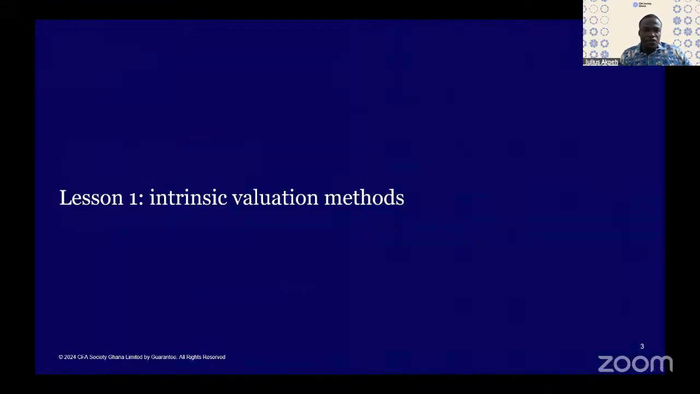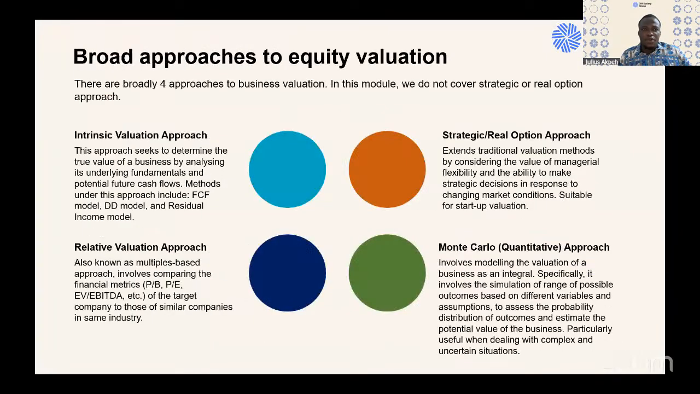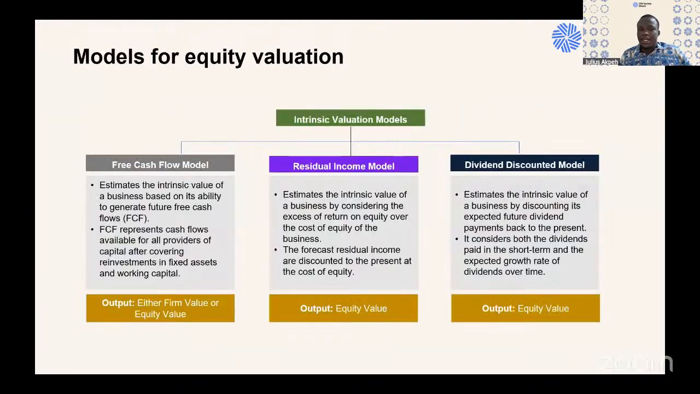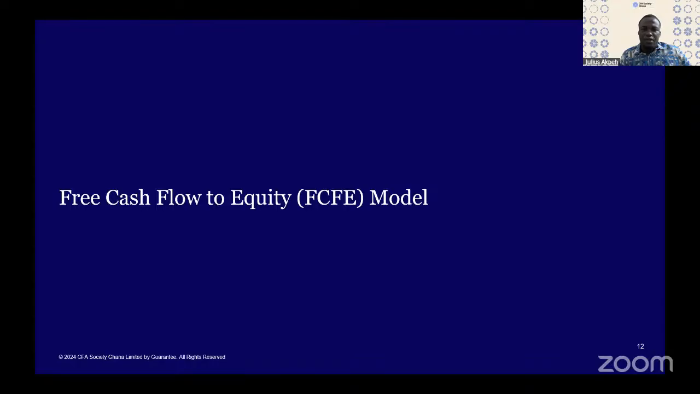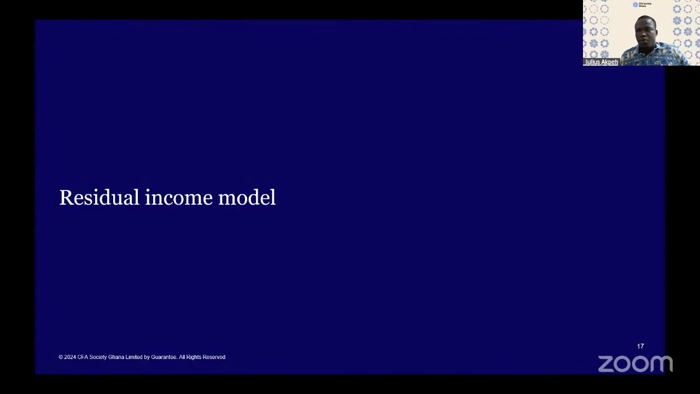So we were looking at lesson 1. We couldn't complete lesson 1 yesterday, which is on intrinsic valuation methods. We looked at equity valuation, the methods and all that. We looked at the free cash flow to equity for the banks, and then we built a model. Today we're going to be looking at the residual income model.